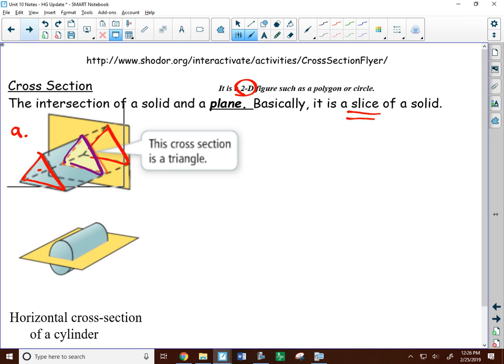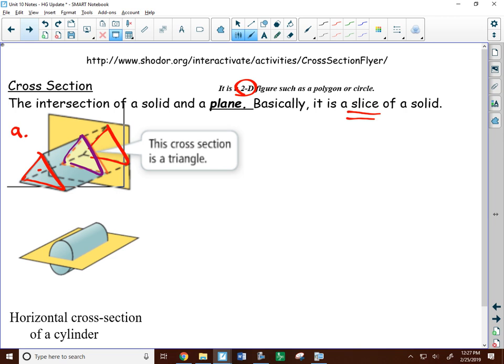Here's where I can show you my cone. So if you slice the cone horizontally, assuming it's sitting on its base, then you just look at it either here or here, it's a circle. And that's the cross section. You slice it at an angle, it would be an oval, which we call an ellipse. And that's what a cross section is.